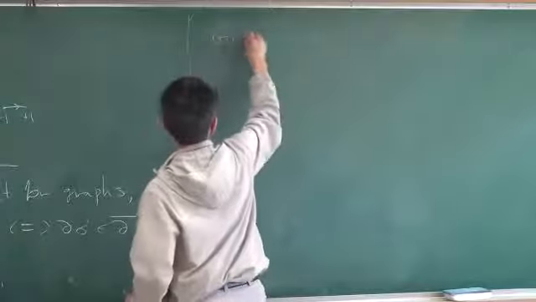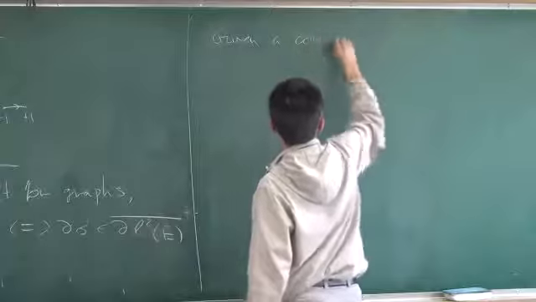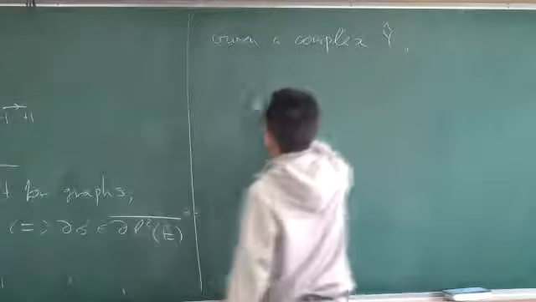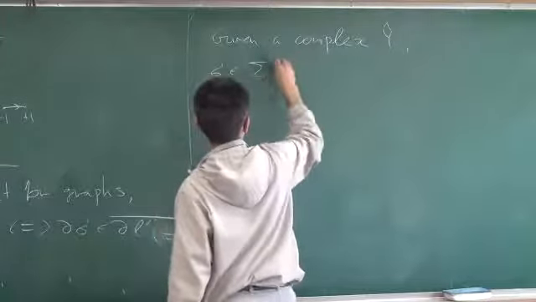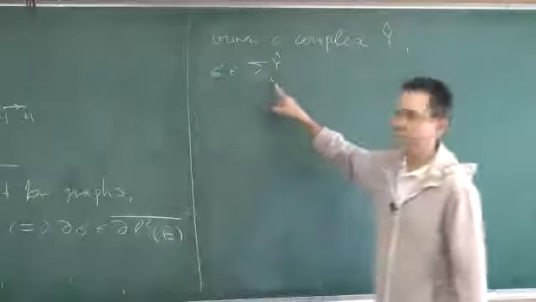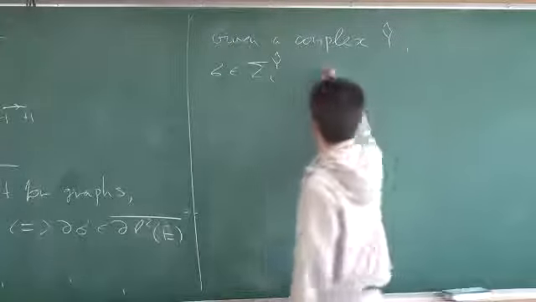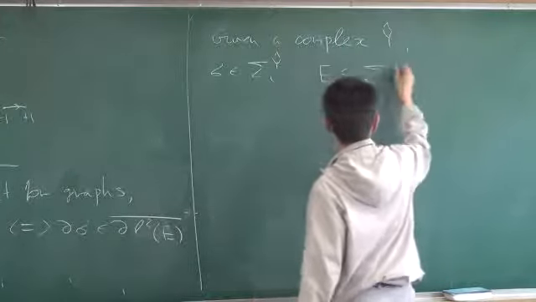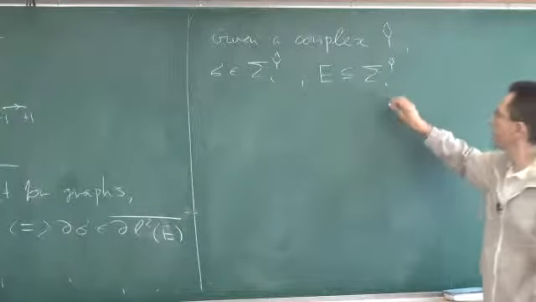So given a complex y hat, if you take sigma in sigma I of y hat, so sigma now is an I-dimensional cell in y hat. And given E, which is a subset again of sigma I of y hat, E is now a subset of I-dimensional cells.